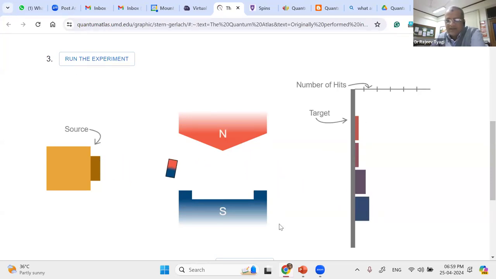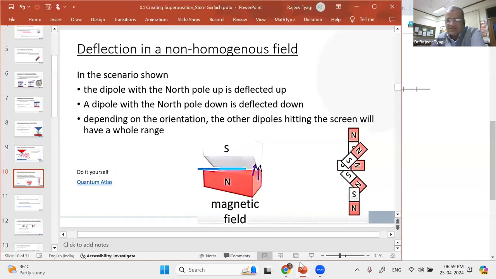Okay, so I'm going back to that presentation. So you have this kind of thing there. We are using only the first part. I sent you the link. The remaining, spin up, spin down, and all those superposition states, we will come to later. So this is what you expect.